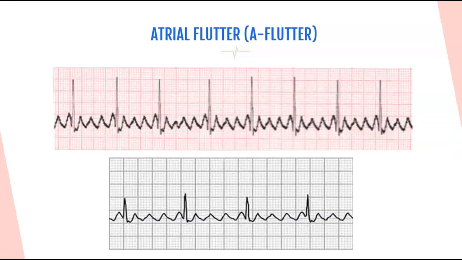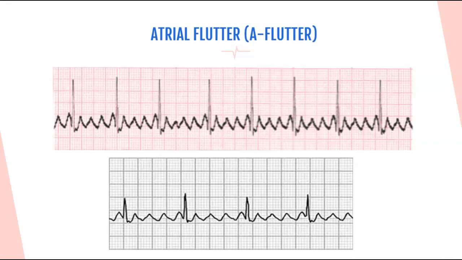Atrial flutter, or A-flutter, is when there are abnormal P waves that produce a saw-toothed appearance. In A-fib, the atria are quivering. In A-flutter, the atria are beating, but rapidly, around 250 to 300 beats per minute. There will be more than one P wave before each QRS, and because the atria are beating so rapidly, not every impulse will get sent to the ventricles, so you'll see an irregular ventricular rate.